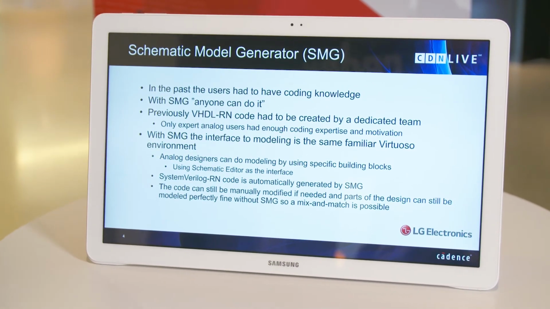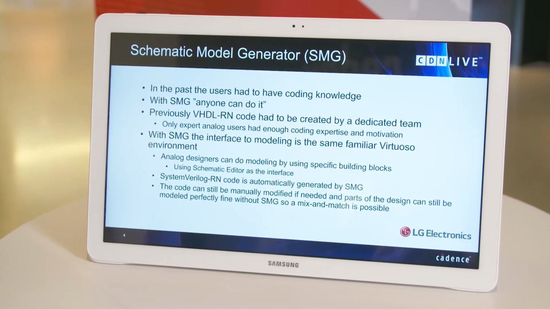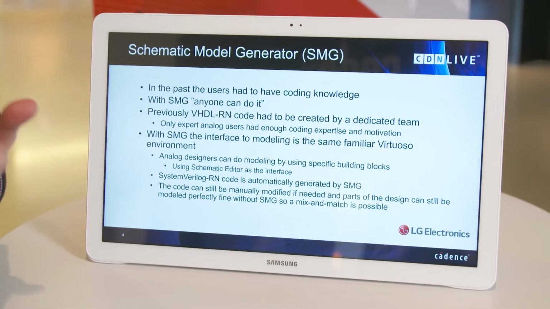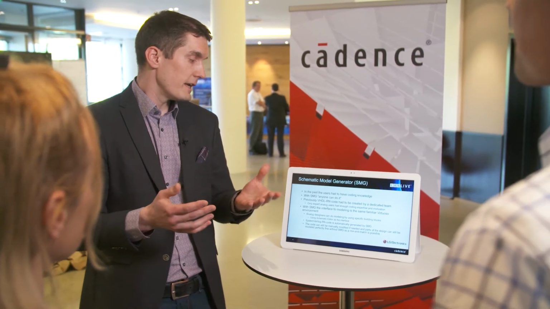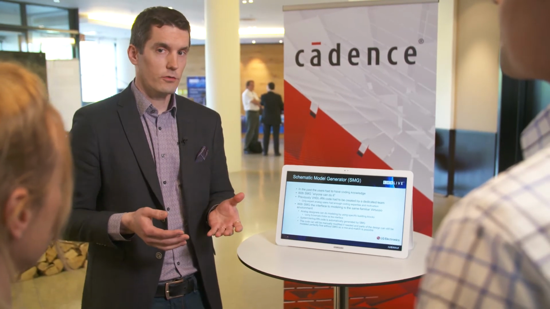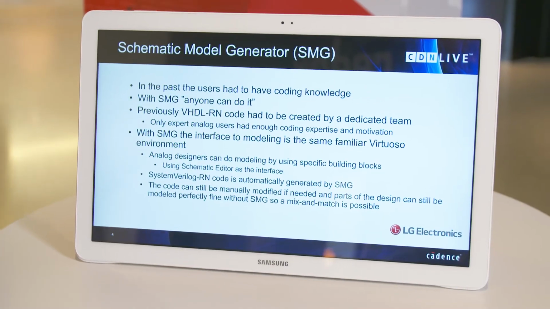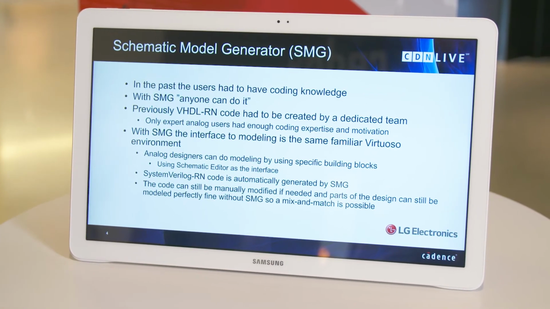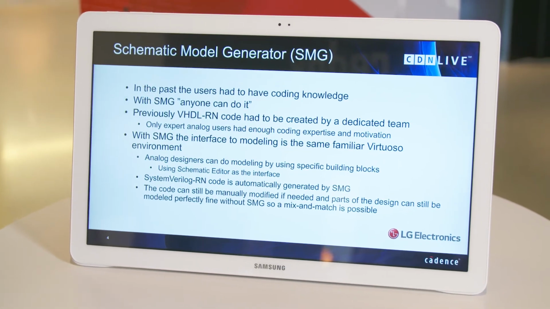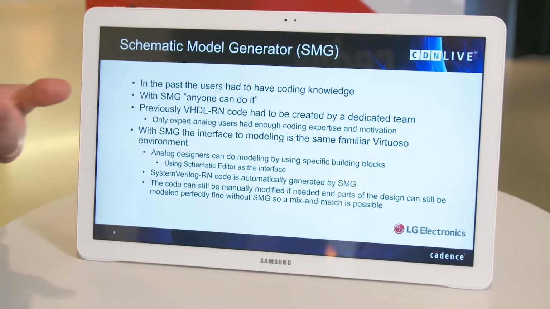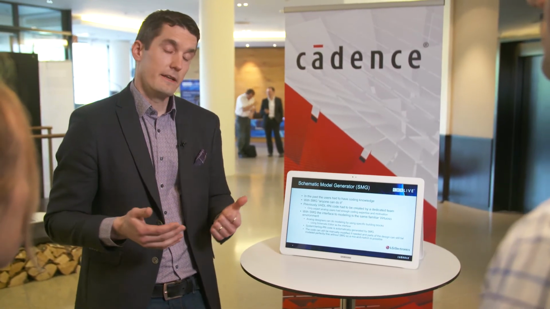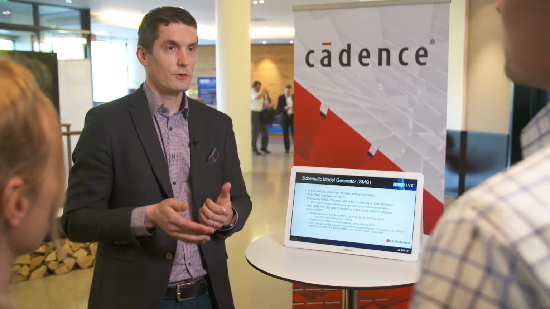So how we do the models is with the help of something that Cadence provides, which is the Schematic Model Generator, or SMG. It's part of the Virtuoso product, and it allows the analog users to use their familiar Virtuoso schematic environment, picking specific building blocks from a toolbox and putting them together, and then just hitting a button to generate the actual SystemVerilog code. This way, the designer doesn't necessarily even need to know what the code itself contains.